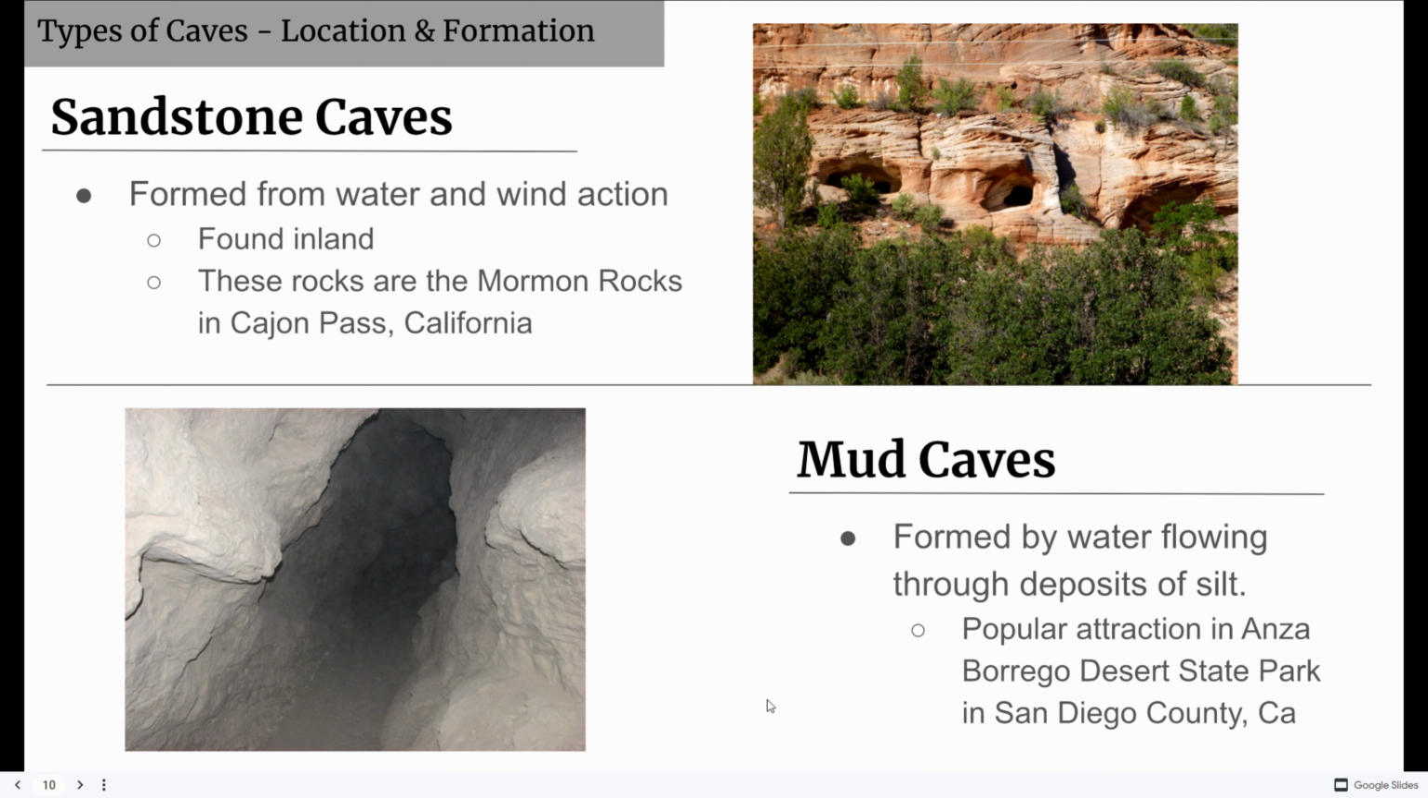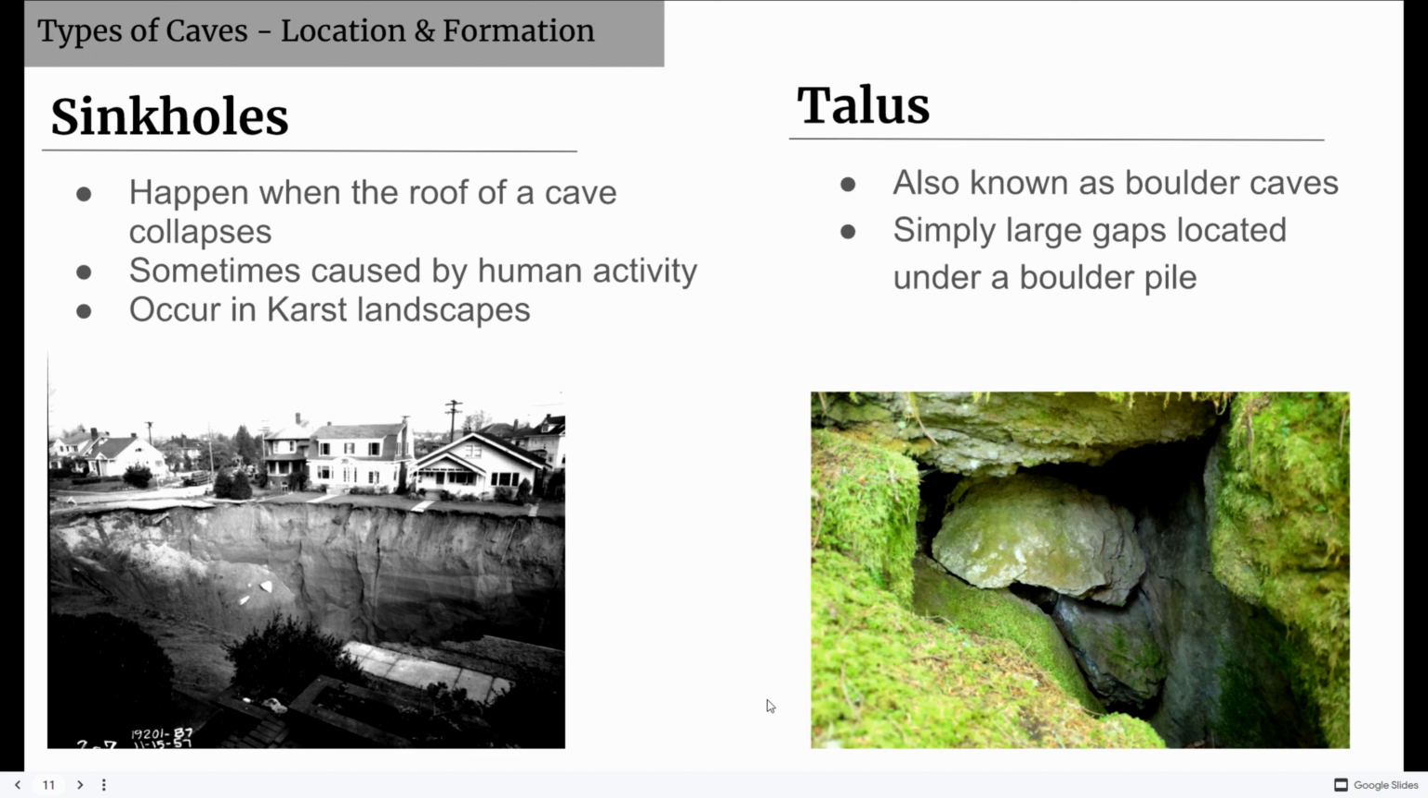This one in particular is from Anza Borrego Desert State Park near San Diego County, California. Some unusual types of caves that we wouldn't normally consider a cave: sinkholes and talus.